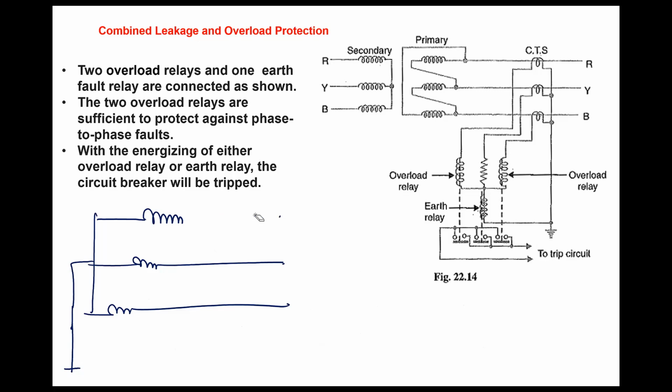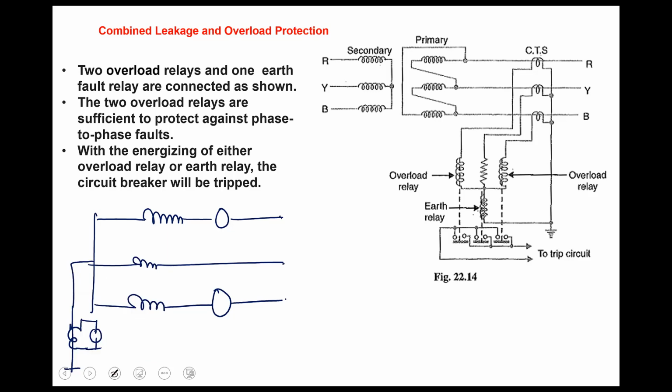Suppose here you have an overcurrent relay. This circle is an overcurrent relay, and here you have an earth fault relay. So this is one overcurrent relay, this is one more overcurrent relay, and this is the earth fault relay.